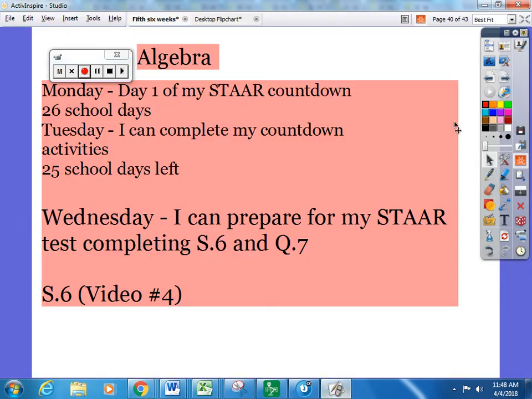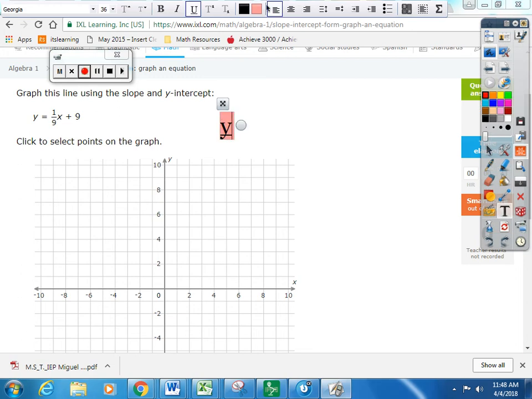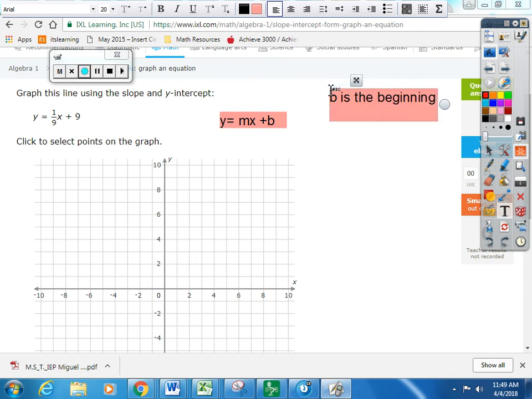Your equation looks like this. Y equals mx plus b. Okay? So, the b is the beginning. One more time. The b is the beginning, which means that's the one you start with. This is the one that does not have x or y.